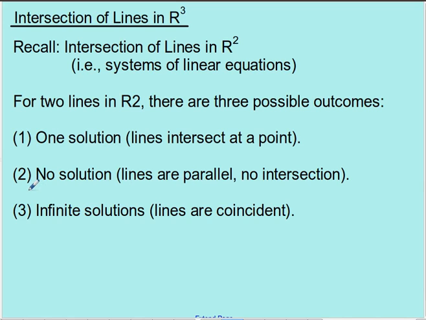Then we have a situation where there's no solution, and that can occur if the lines are parallel to each other and they don't touch each other. So they are parallel but distinct. And then finally we have infinite solutions, and that is also parallel lines. The difference is those lines are coincident with each other, meaning they are the same line.